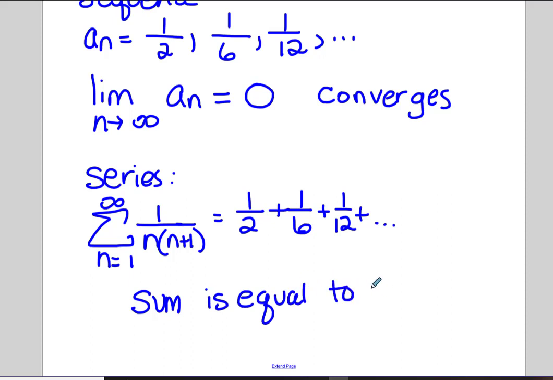So the sum of the series adds up to 1, but the sequence in the series, as you approach infinity, those numbers are converging to 0.